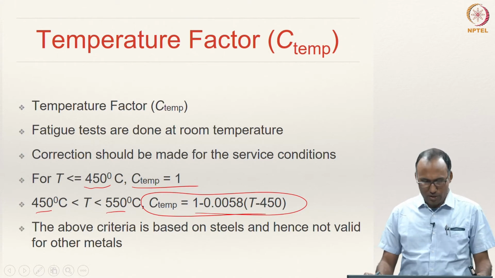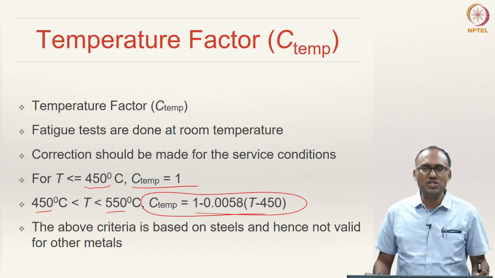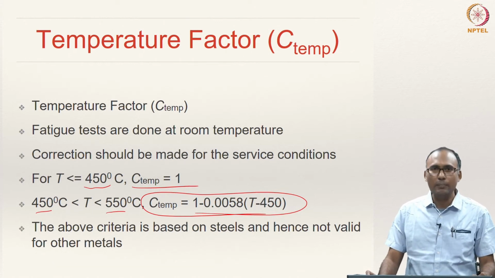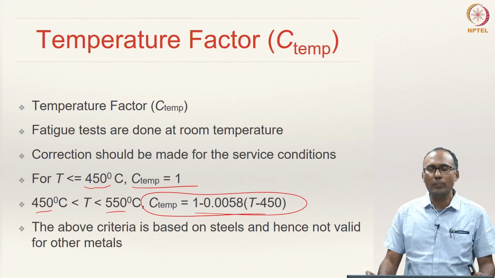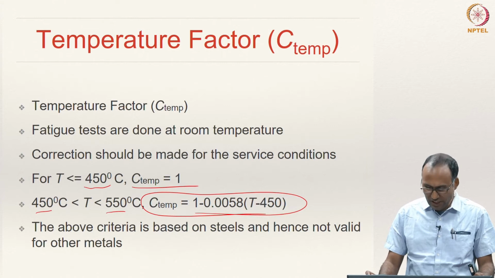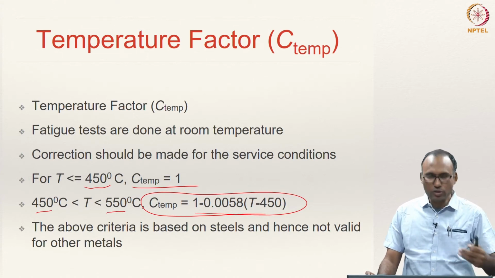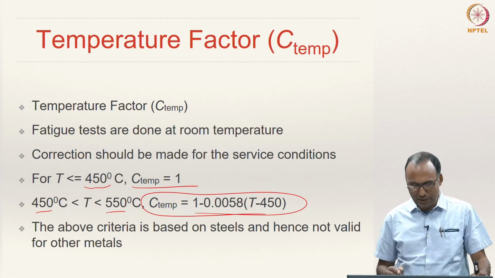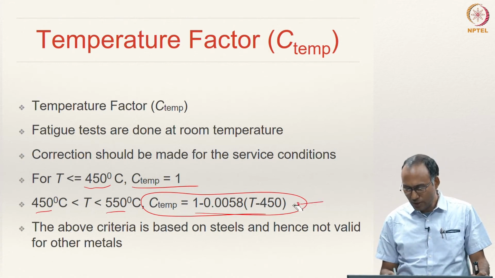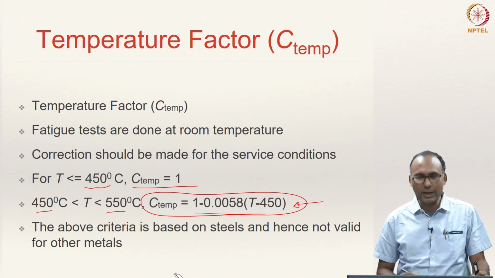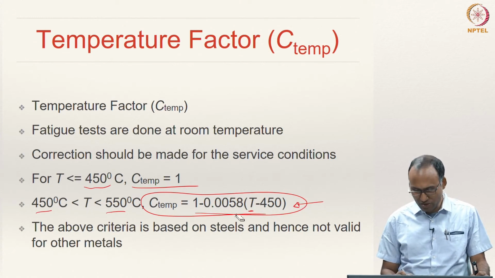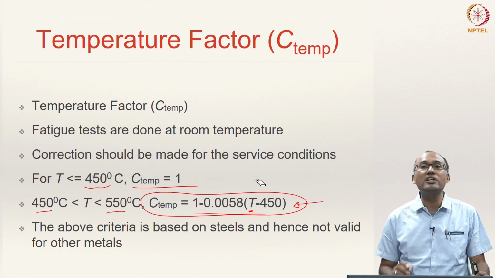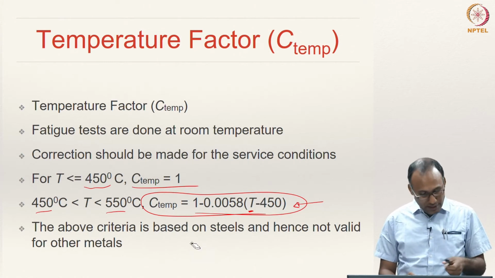Usually regular steels are not employed beyond 550 degrees Celsius, but if you have some components working beyond 550 degrees Celsius, then you need to look into the design data handbooks and identify the C temp empirical formula as a function of temperature. And please note that this temperature here is in degrees Celsius, not in Kelvin, that is important, all right.